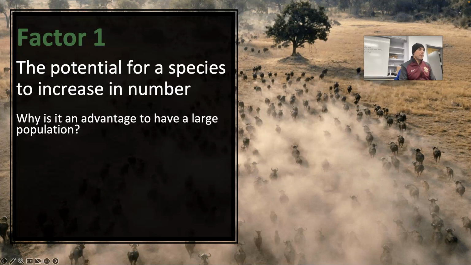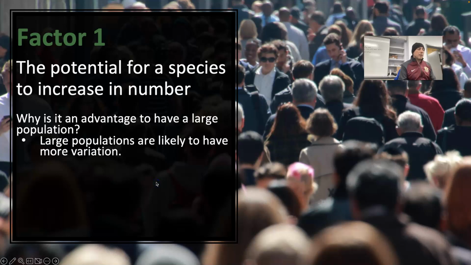But really, when we're talking about evolution, big numbers are going to be good for having lots of variation. And we talked about how meiosis and sex and mutation all lead to variation. Variation is important because it allows for different individuals to survive different environmental changes.